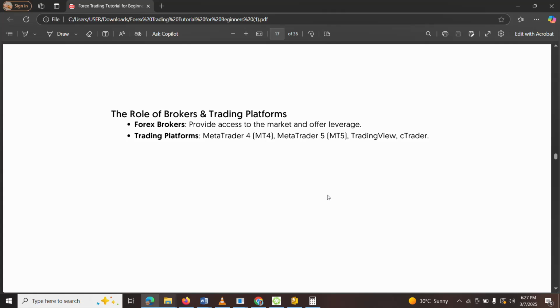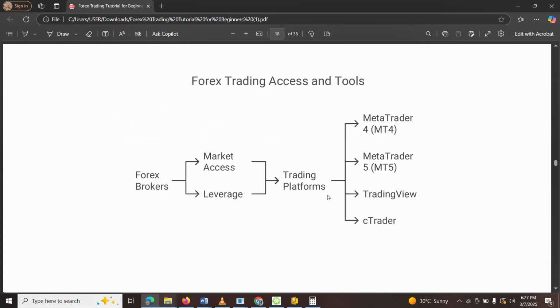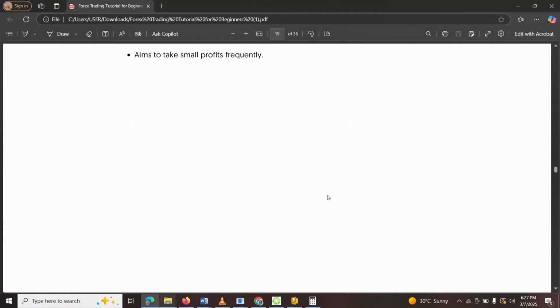Then we have trading platforms. We have MT4, that is MetaTrader 4. Then we have MT5, that is MetaTrader 5. Then we have TradingView or cTrader. Then again we go to an illustration to elaborate on that: from the forex brokers, we go to market access, leverage, then the trading platforms: MT4, MT5, TradingView, and cTrader.